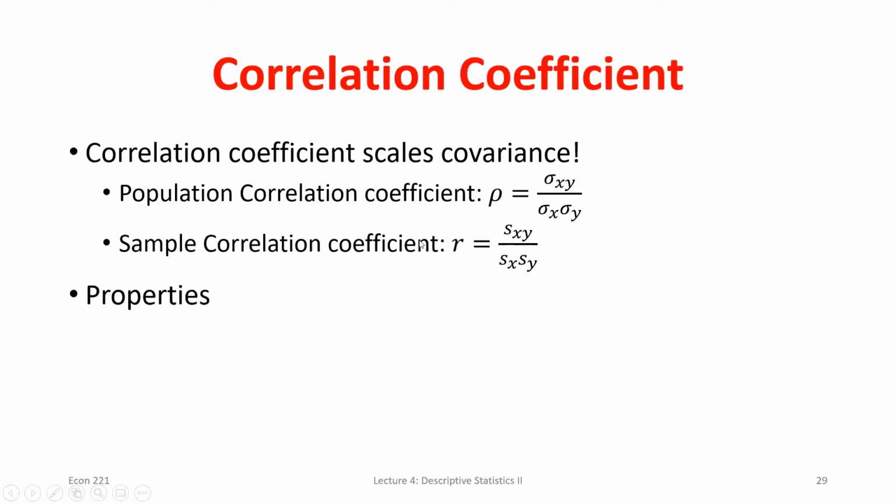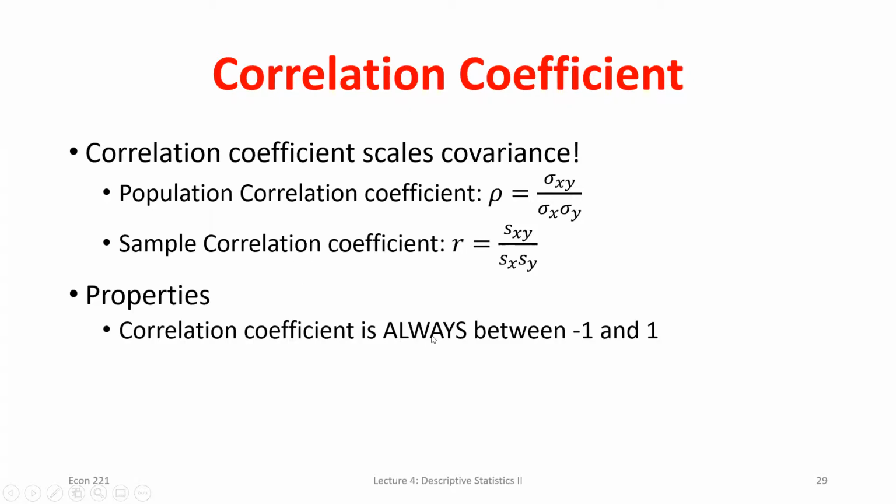Once I divide by these standard deviations, my correlation coefficient always ends up being between 1 and -1. 1 would be if two variables were perfectly positively correlated. -1, they're perfectly negatively correlated. And moving towards 0, the relationships get weaker, to the point where once we get to a correlation coefficient of 0, there's no relationship between the x and y variable. Or there's no correlation.